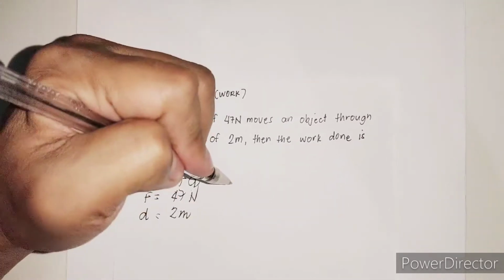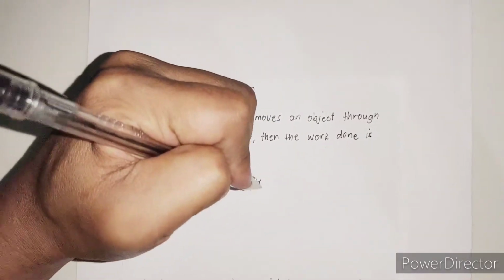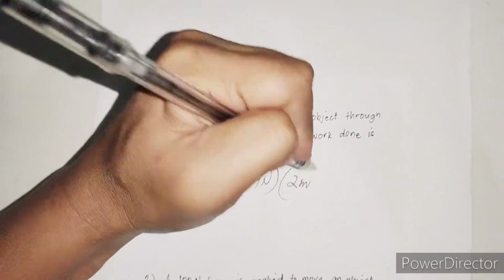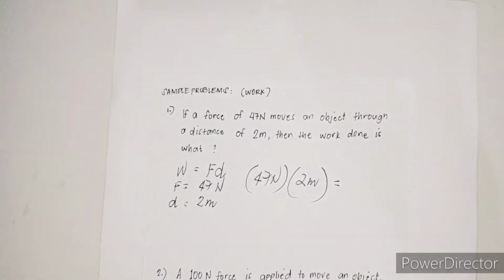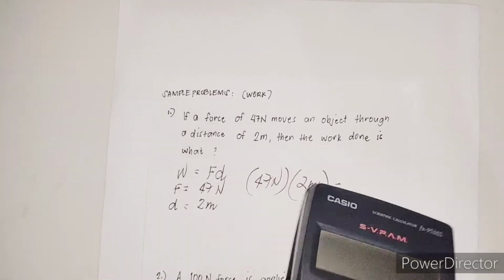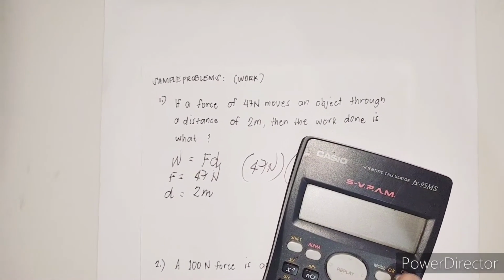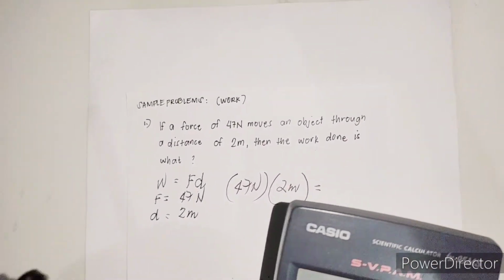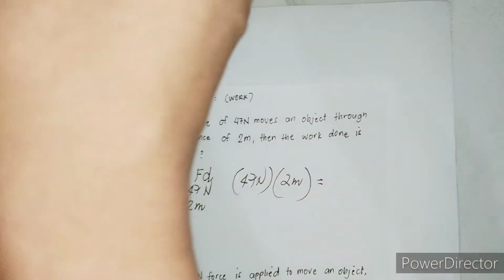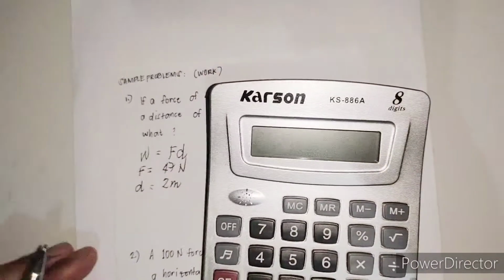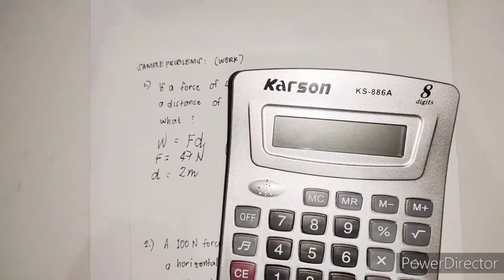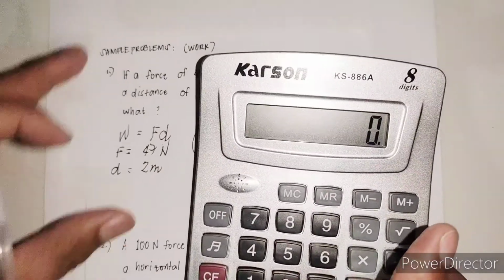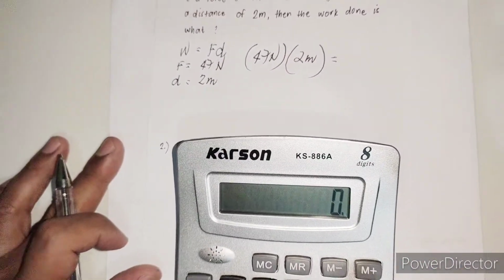So 47 Newton times 2 meters is equal to what? May pa-surprise ako, calculator. Ay, hindi na gumagana. Kawawa naman. Sige, meron akong isa pa. O, di ba? Para tayo nasa supermarket. O, pasensya na mga anak, wala pa kaming sahod, kaya ito muna tayo.